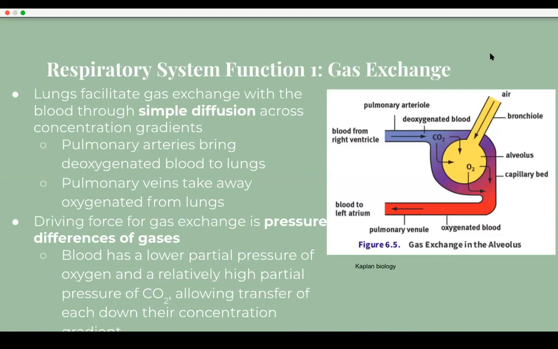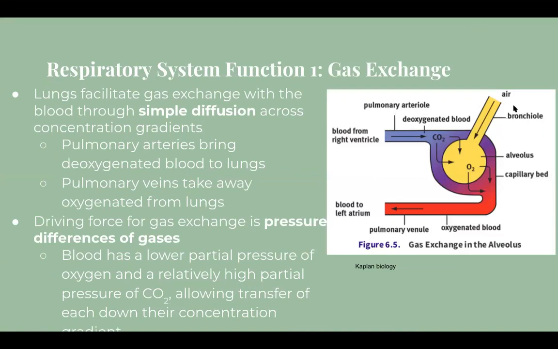The primary function of the respiratory system is gas exchange, which I mentioned earlier. This gas exchange occurs through simple diffusion across concentration gradients. I'll go into this more a little bit later, but the pulmonary arteries bring deoxygenated blood to the lungs, and pulmonary veins take oxygenated blood from the lungs to the heart. This is important because the levels of oxygen in the blood determine the exchange of oxygen at the alveoli. These pressure differences are the driving force for gas exchange.